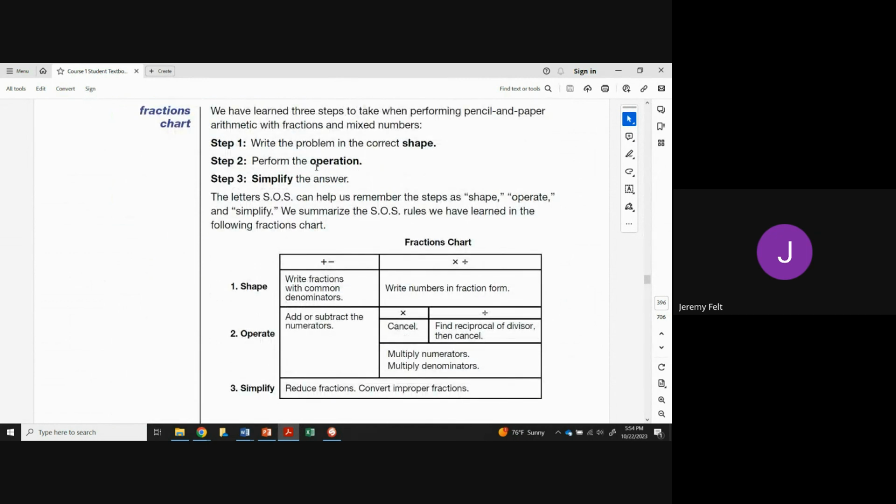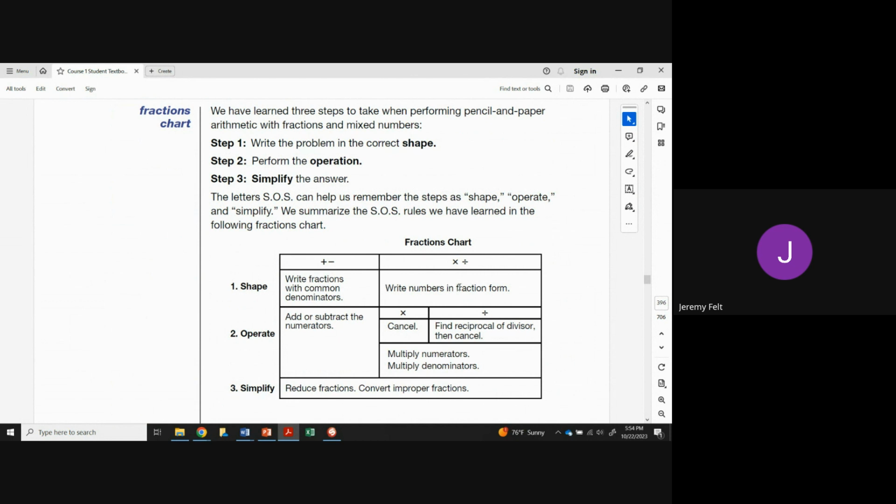Again, if you want to remember these steps or this kind of jingle: write the problem in the correct shape, form the operation, and simplify. So SOS: shape, operation, and simplify. That helps you remember. So the shape, what we mean by that, when we're adding or subtracting, you have to have common denominators. For adding or subtracting fractions, mixed numbers, anything with a fraction, we have to have common denominators.